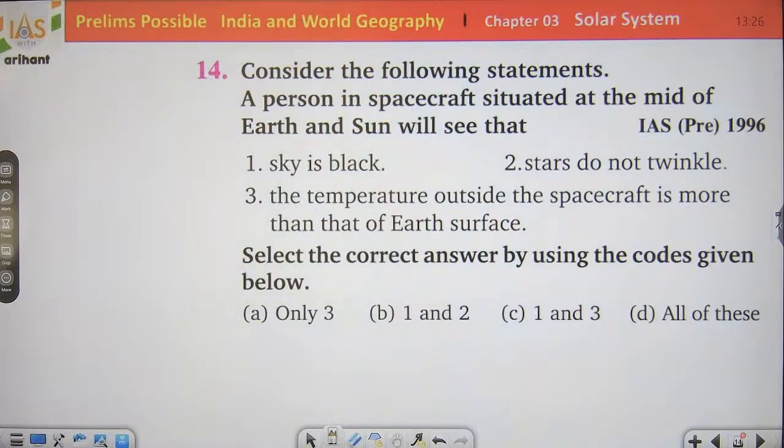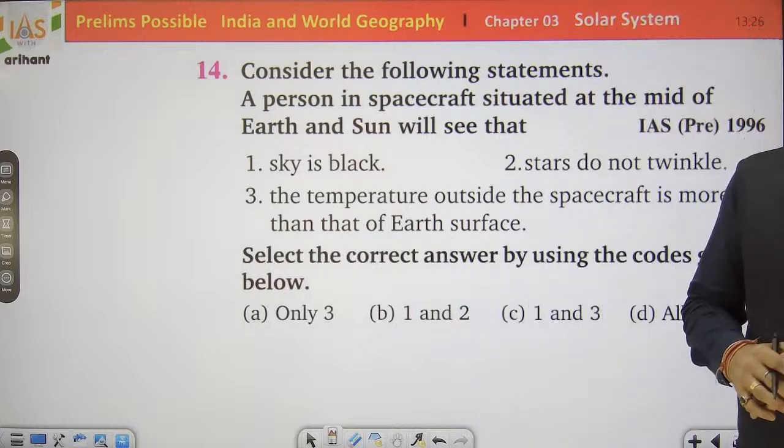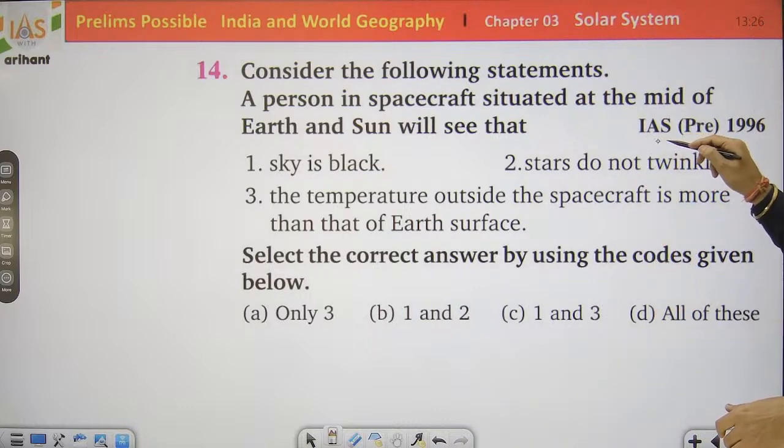Next question. Consider the following statement: a person in a spacecraft situated in the mid of the earth and the sun will see that... What is the question? Just see to it. Asked in IAS Prelims 1996.